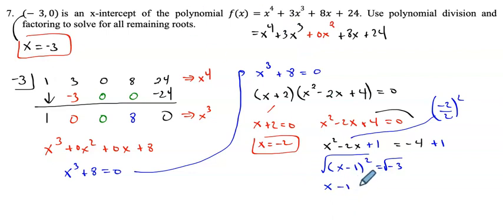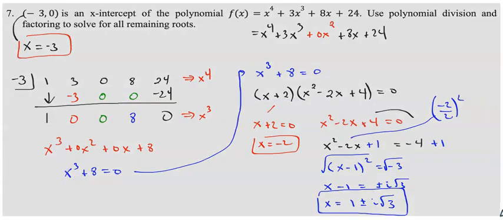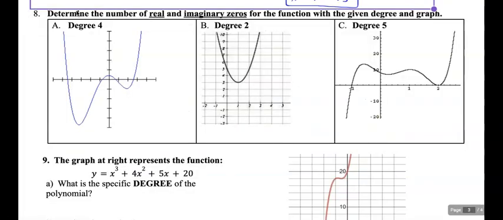x minus 1 is equal to plus or minus i times the square root of 3. And then finally bring over that 1 here, and I got 1 plus or minus i square root of 3 as my last two factors. So I got four factors here: x equals 2, x equals -2, x equals -3, and x equals 1 plus i radical 3, and 1 minus i radical 3. And those are the four factors that I have here. I have two real factors, and I have two imaginary factors.